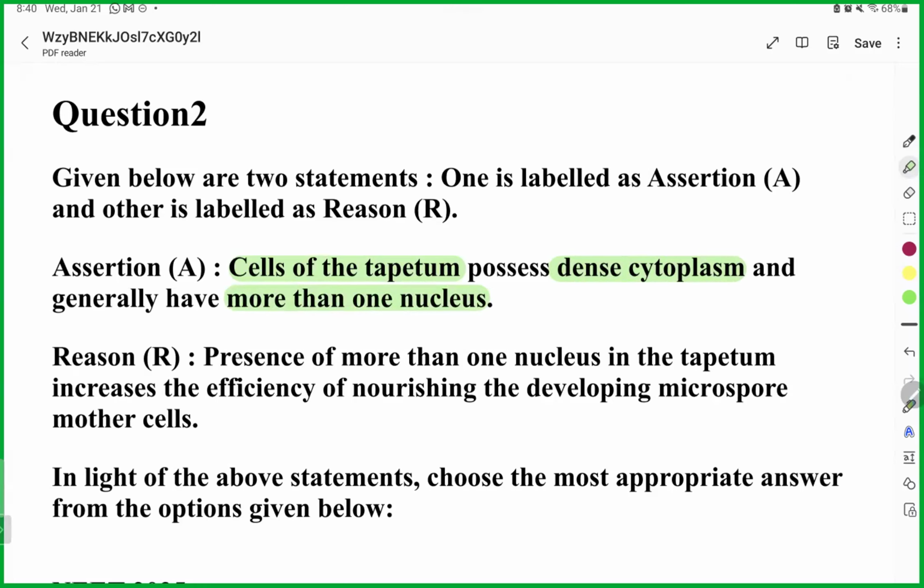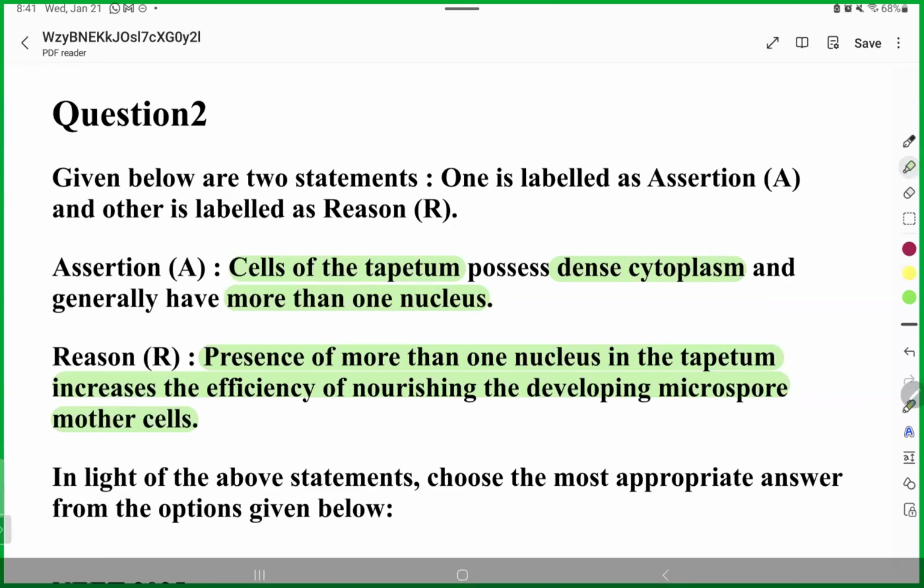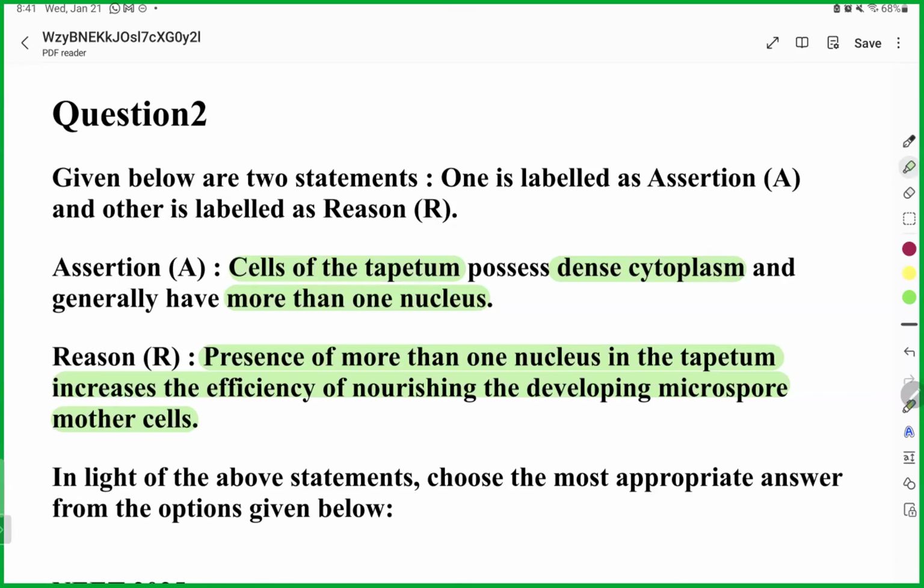Second, true. Yes, Varinder. Presence of more than one nucleus in the tapetum increases the efficiency of nourishment of the microspore mother cell. Okay, let's see. Presence of more than one nucleus in the tapetum increases the efficiency of nourishment.